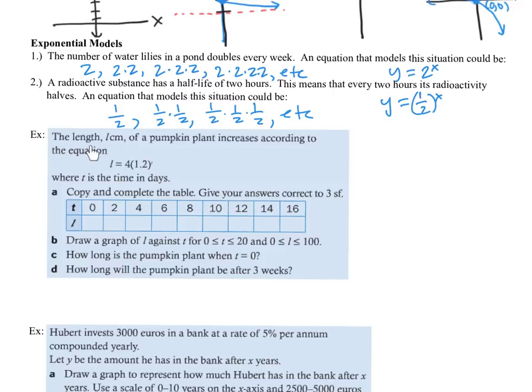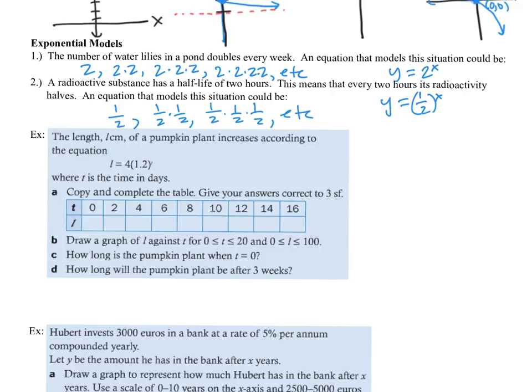This first one says the length L centimeters of a pumpkin plant increases according to the equation L equals 4 times 1.2 to the t. You can see that variable in the exponent. So this is an exponential function where t is time in days. So the first thing we're going to do is complete this table, giving our answers to 3 significant figures. So you could definitely type this equation into your calculator and use the table function. And when you do, you'd come up with the following values.